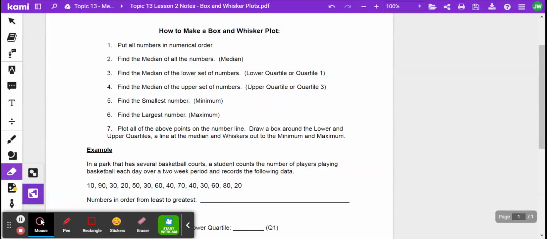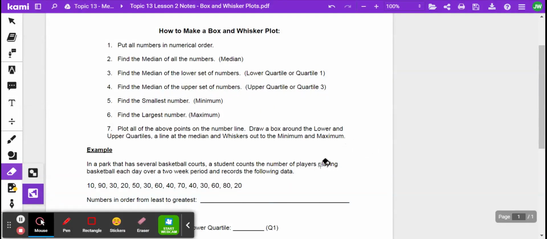So you put those points on, and we're going to draw a box around quartile 1 and quartile 3. And then we're going to put a line in between for the median, and then the whiskers will go from the box out to the smallest and biggest number.